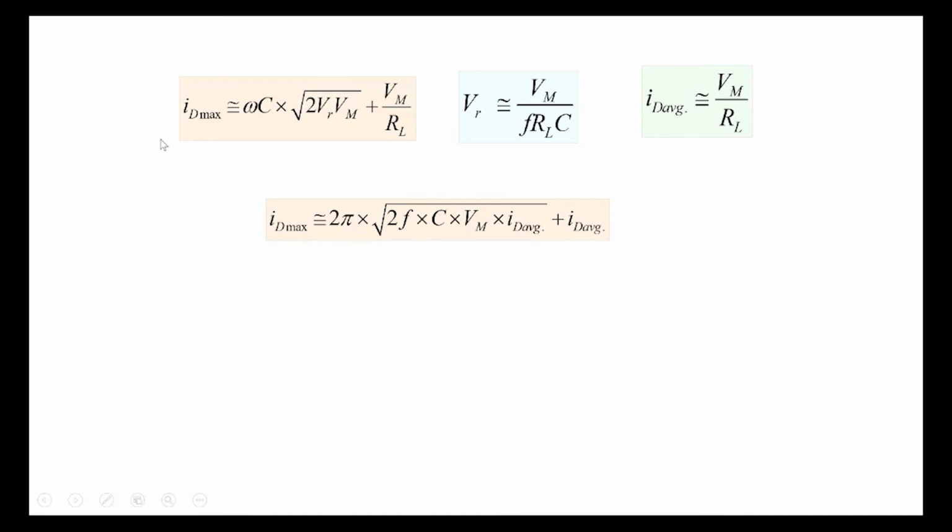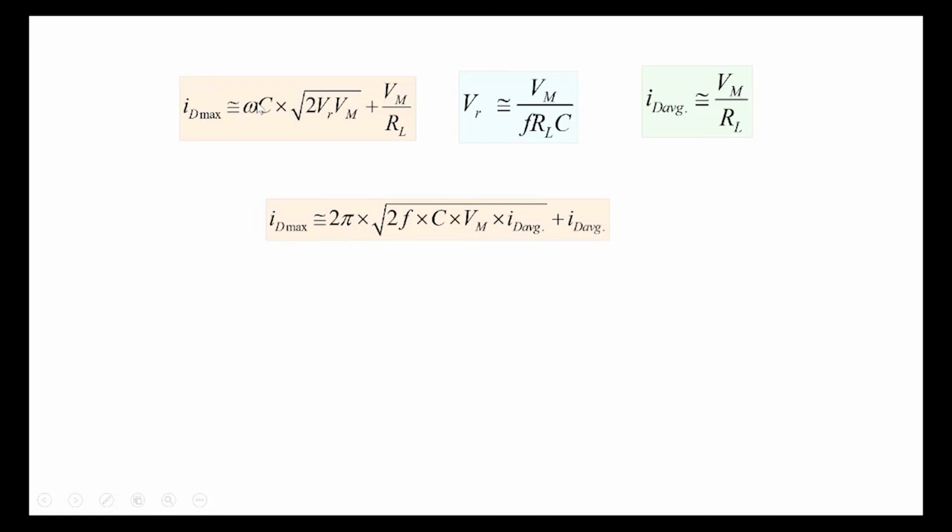We can see one trade-off in this power supply design. Normally we would like to keep VR small. To keep VR small, we increase C. But if we increase C to reduce VR, we are reducing VR, yet VR is under a square root. So as you try to reduce the ripple, you will increase the peak diode current. Let's look at that trade-off in a little more detail.